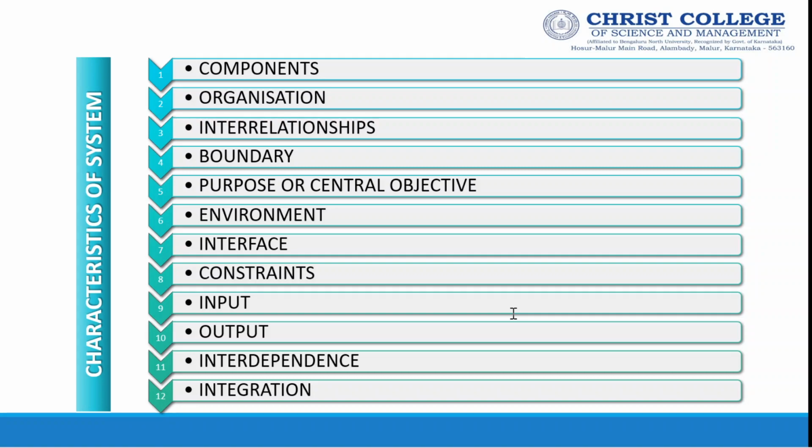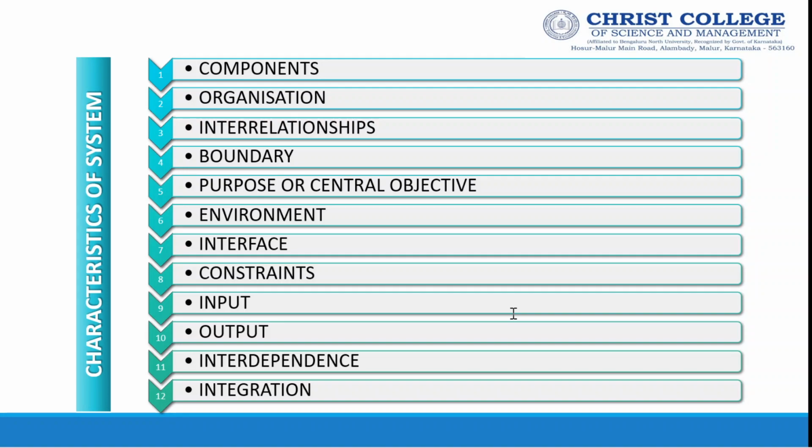Second one, organization. It implies the structure and order of the system. Example, the hierarchical relationship in a business organization system represents the organization structure. So it is an example of organization. For example, lower level, middle level, and top level management is the hierarchy which is formed in an organization. That can be a structure of your system.